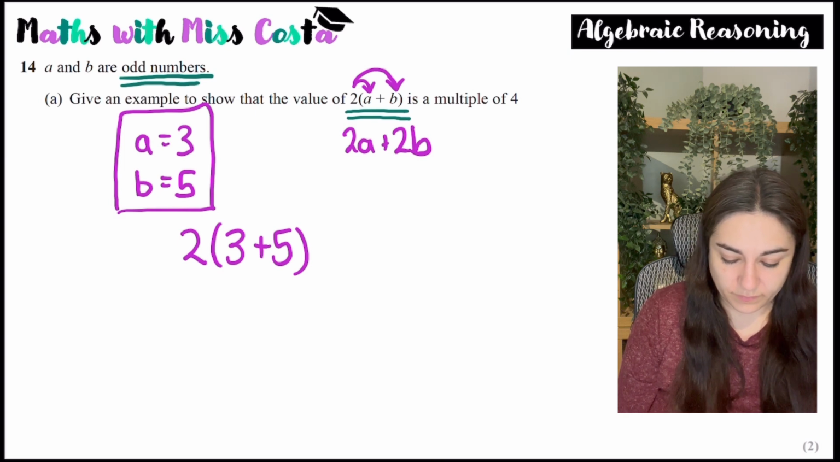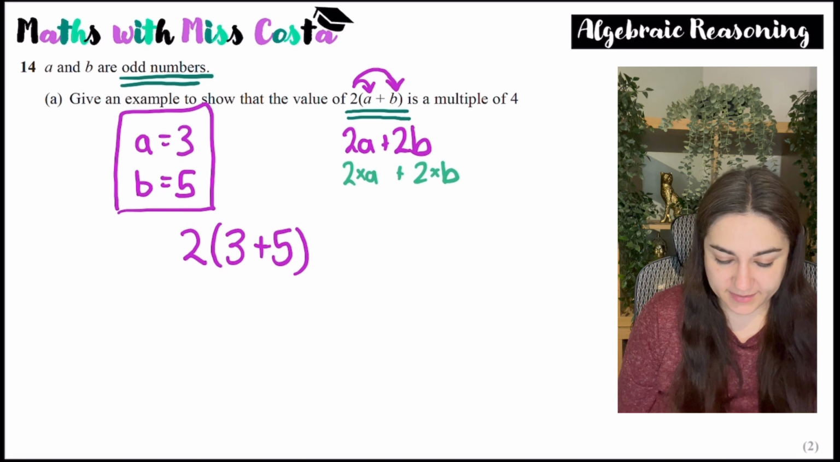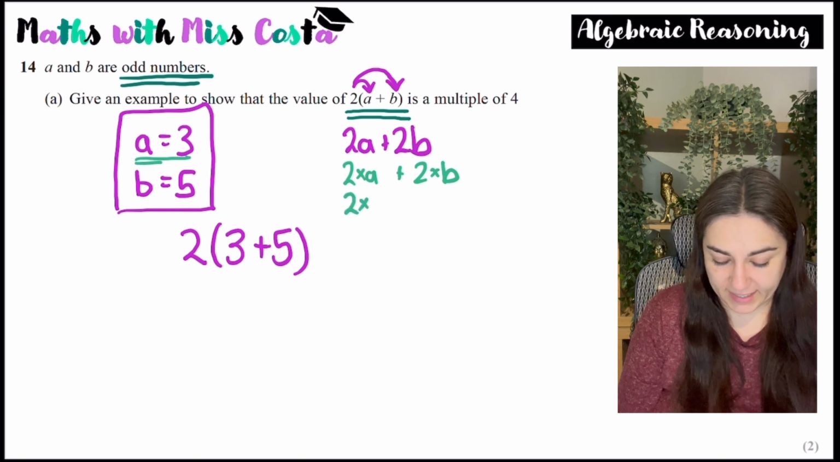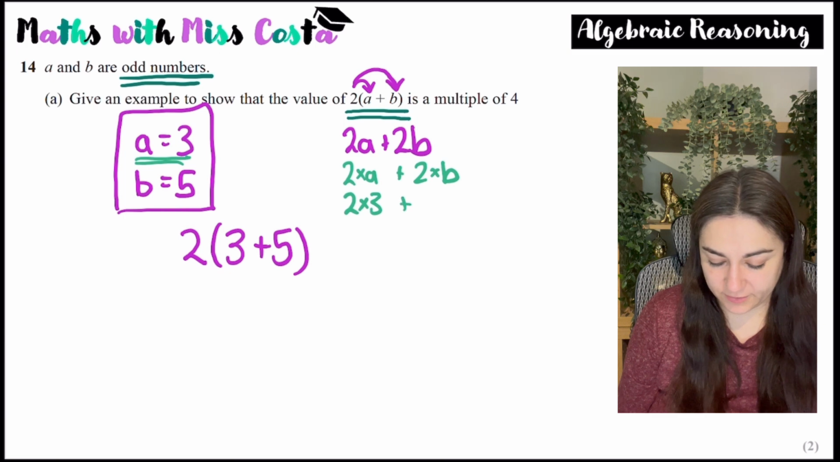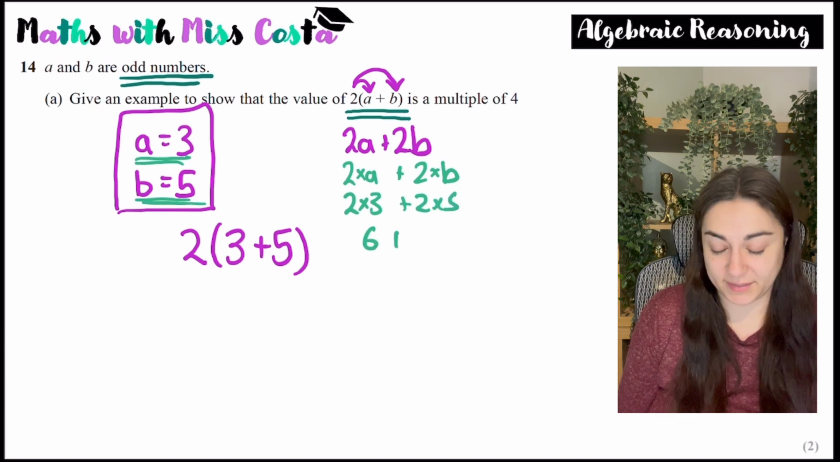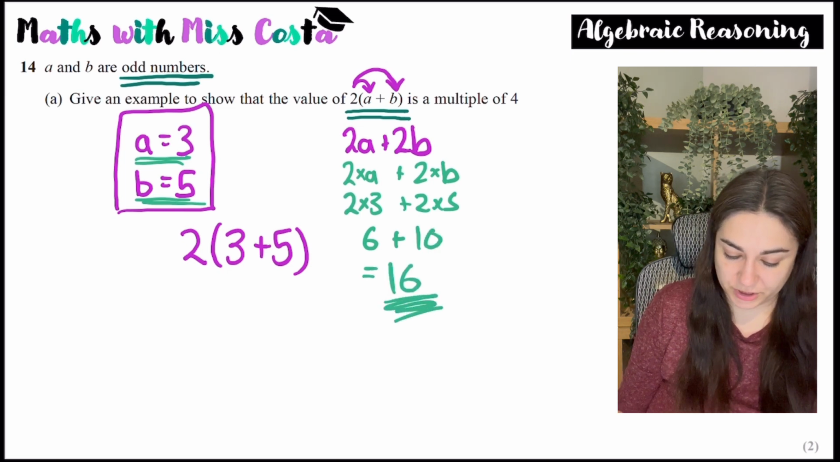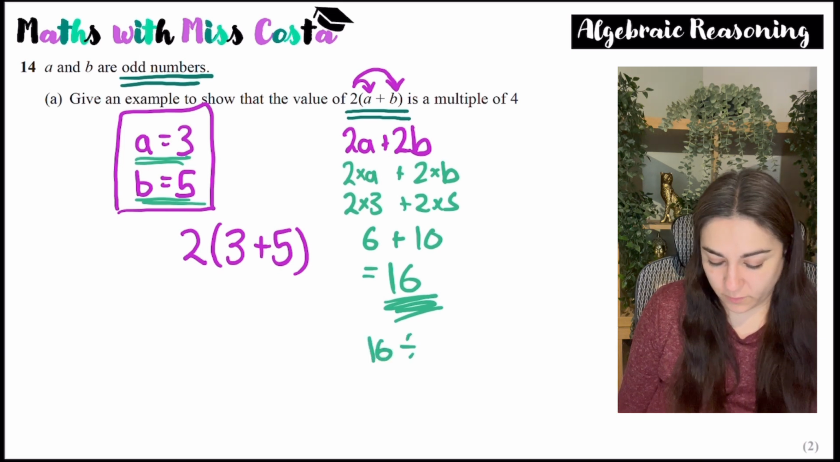And remember, when a number and a letter are next to each other, it means they're being multiplied. So that's the same as saying 2 times A plus 2 times B. And if I say A is 3, 2 times 3, and B is 5, 2 times 5, then 2 times 3 is 6, and 2 times 5 is 10. 6 plus 10 is 16. So that's an example to show that it's a multiple of 4 because 16 divided by 4 is 4.